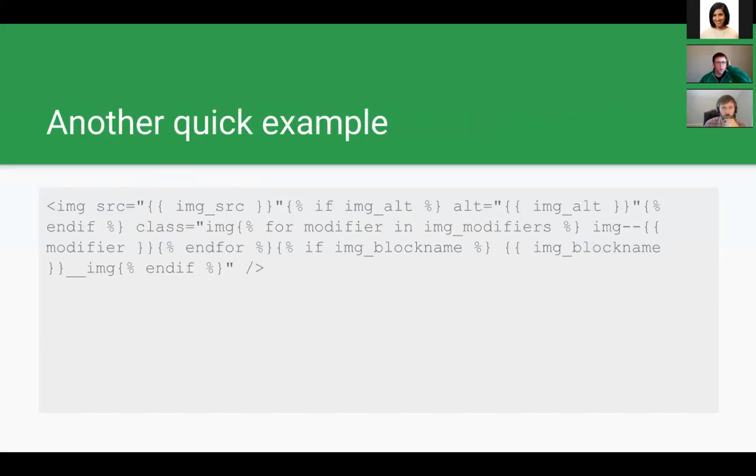So here's another quick example of the image, and this is just going to build up so that we can create our logo component that kind of puts things together. This is just a real basic image component that we reuse all over. So it basically accepts an image source, an image alt, and then the modifiers and block names, just like before.